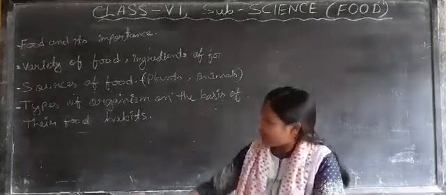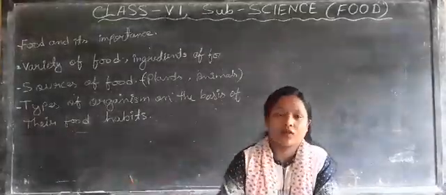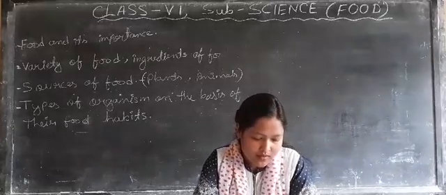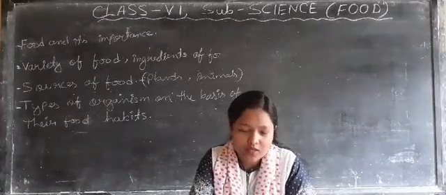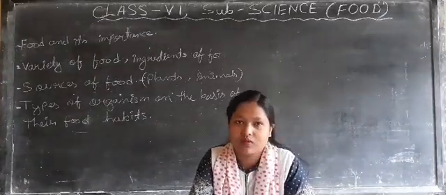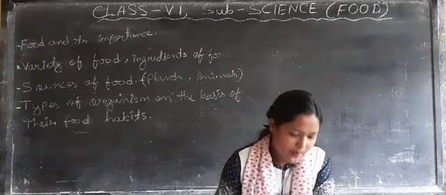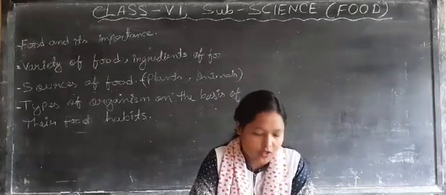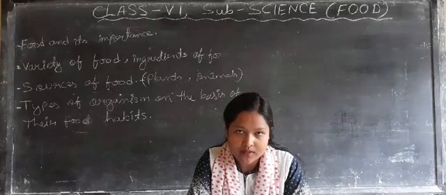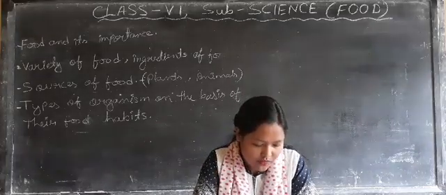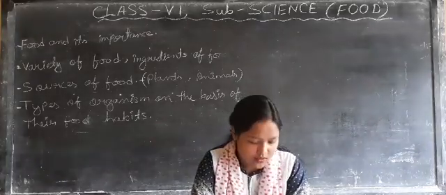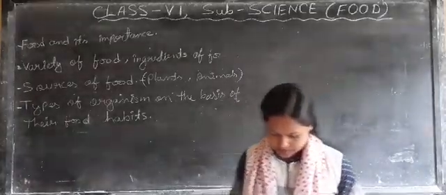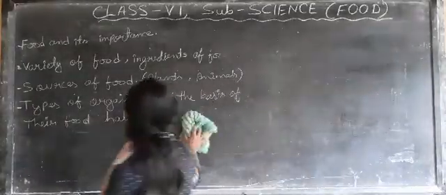Now on the basis of their food habits, organisms are divided into 3 main categories, that is herbivores, carnivores, and omnivores. Herbivores, example is goat, cow, etc. Carnivores, example like lion, tiger, and omnivores, example we have human beings, crows, etc. So I'll give you some questions.